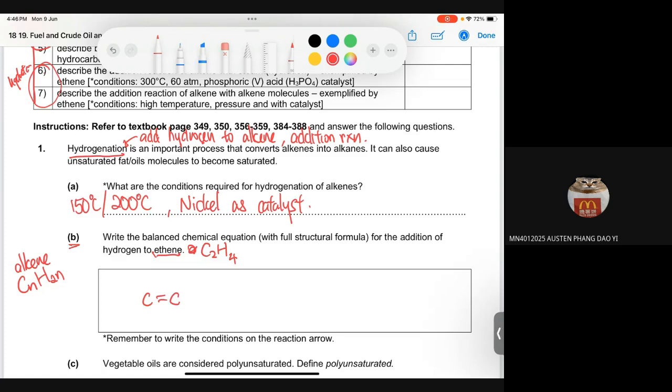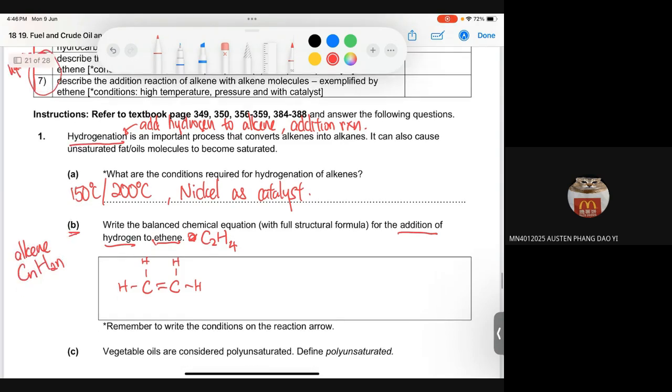Okay, so this is the part where I want you to take note. Whenever you are doing addition reaction, okay, thanks, Austin. Whenever you're doing addition reaction, can I have you all do this? Instead of drawing the bonds diagonally, can you always put the hydrogen at the top and the sides? Leave the bottom empty. Can? So leave the bottom empty. Is it okay?